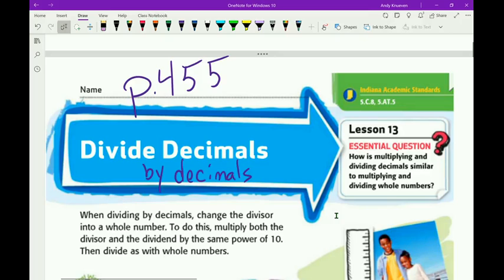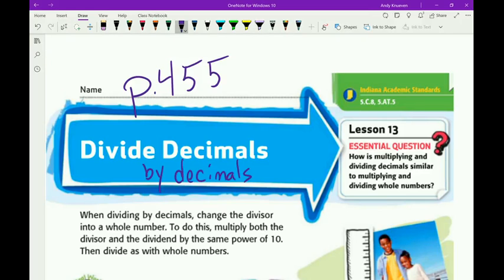All right, so in lesson 6.13, we are going to be dividing decimals by decimals, and hopefully you're looking at it in your book. If not, and you're needing to find your way there, pause it because we are at page 455. Find it in your book so that you can be doing it with us.